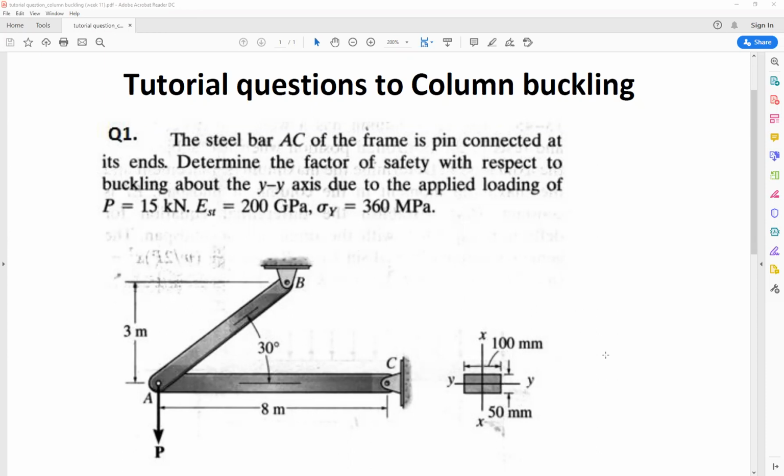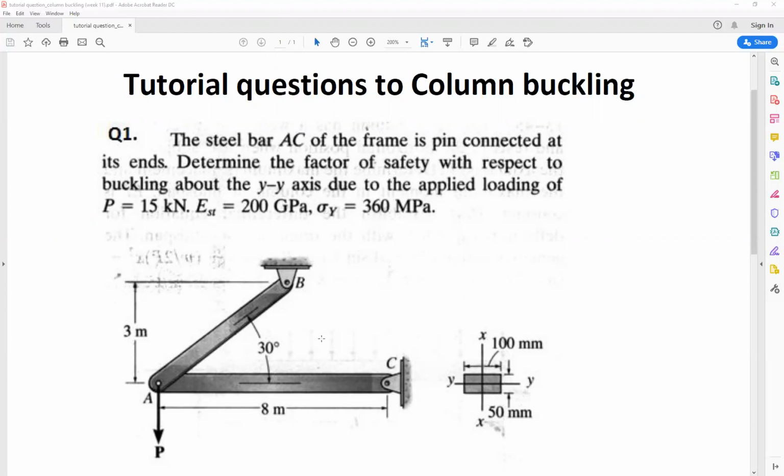Okay. So today we will have two parts of tutorial questions: column buckling and torsion. The first part is column buckling. Now we have two problems. If you remember, last week the practical was also related to column buckling, so this will be practice for what we have done last week.